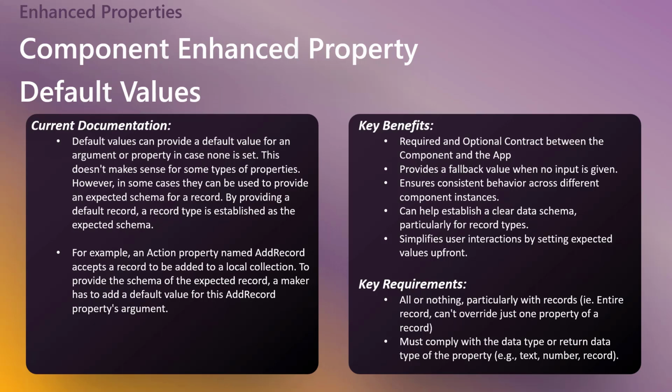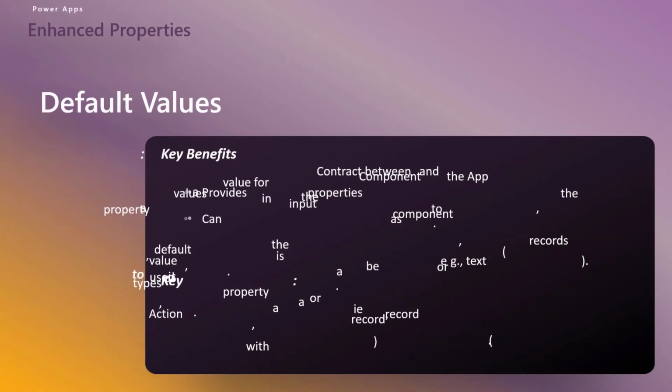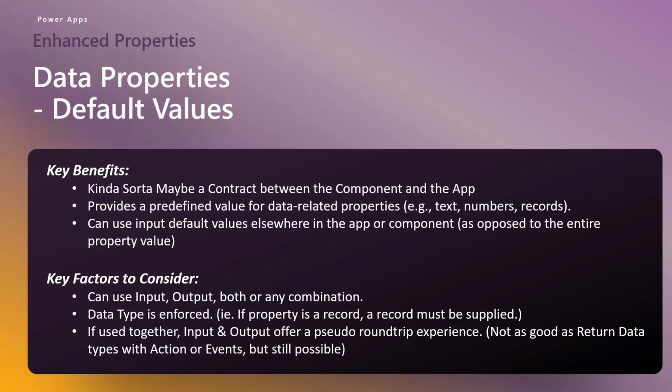So now, though, let's take a look at the benefits and factors to consider for data properties. So there's a kind of sort of maybe contract between the component and the app, and you're like, what? This is programming. There can't be a kind of sort of maybe contract, but there is for this property type only. And why? I don't know. We'll talk about it more in the demo.